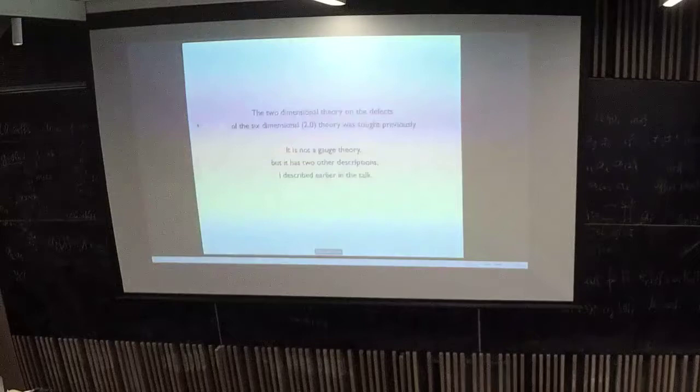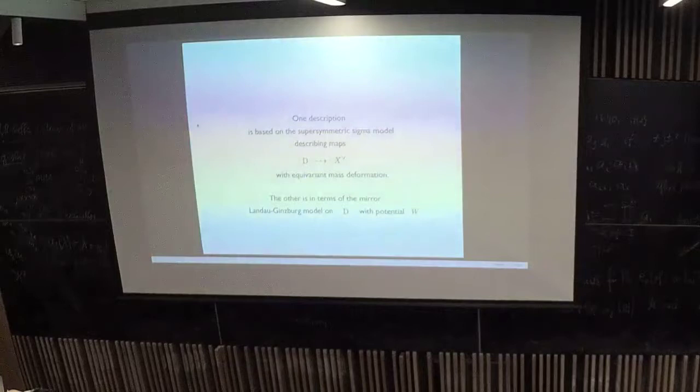Now, the description of theories on defects in the six-dimensional conformal field theory was not really known before. You could guess, but you didn't really know for sure. This way we derive it starting with defects of little string theory and taking the conformal point particle limit. So we get two descriptions, one based on maps to X-check with equivariant mass deformation, and the other based on the Landau-Ginzburg model.